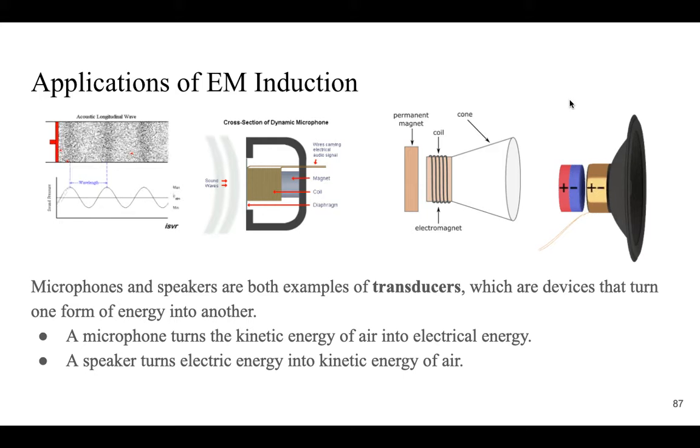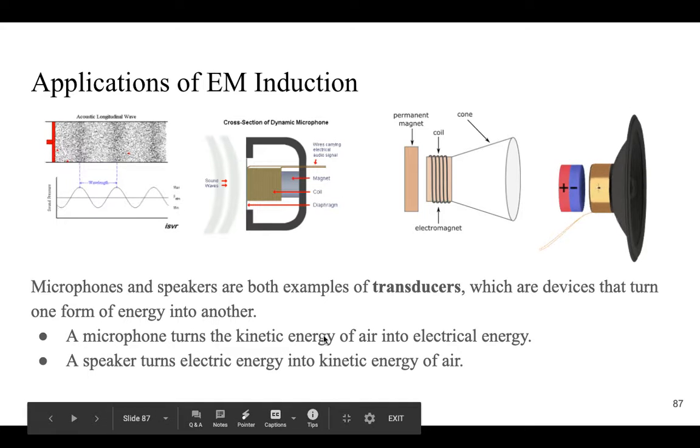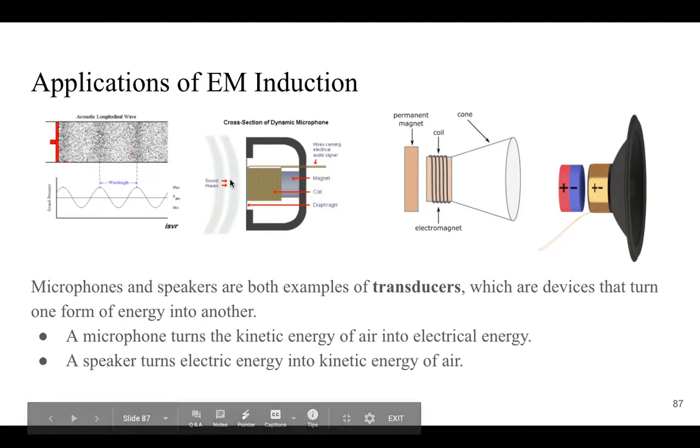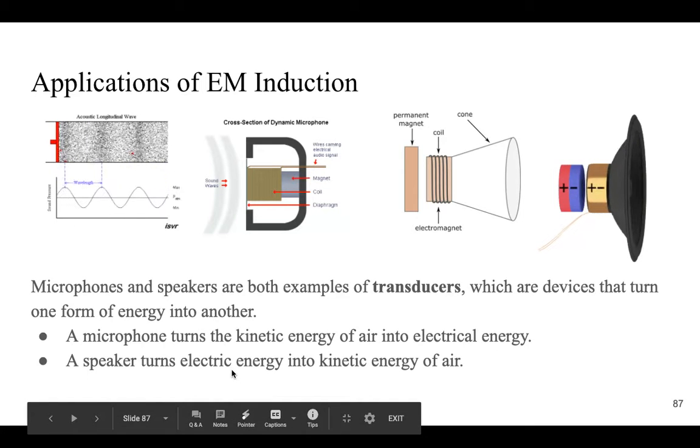So yeah, microphones and speakers are both examples of what are called transducers. This is a more general type of device. It's a device that turns one form of energy into another form of energy. A microphone is turning the kinetic energy of the air into electrical energy. A speaker is doing the opposite. It's taking the electrical energy, an electrical signal, and turning it into kinetic energy of the air. So it's turning an electrical signal into a signal of vibrating airwaves.